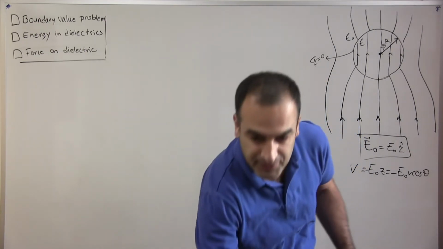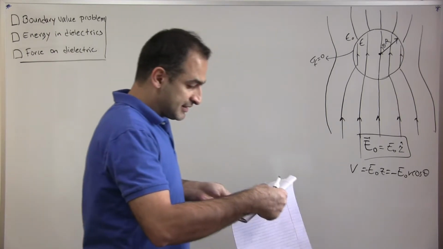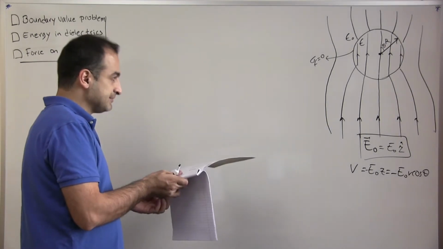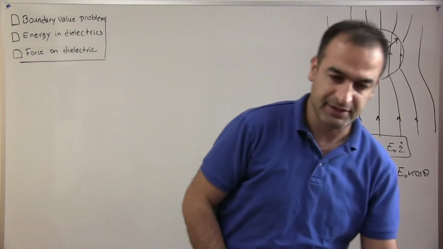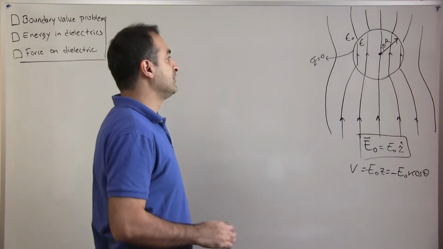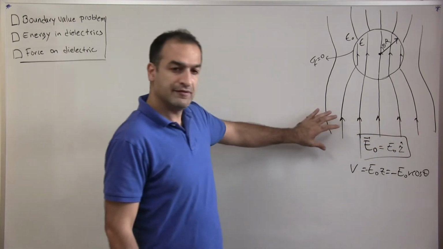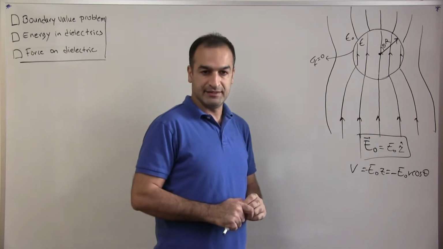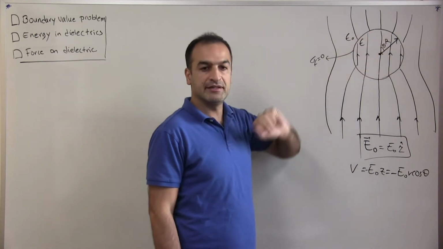Okay, so if there's no question, I'm going to start this example. This is example 4.7 of the textbook. So just to repeat and remind you what we've been doing. What's happening here is that we have a uniform electric field. And then we have a spherical dielectric.